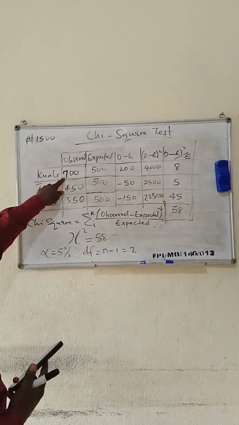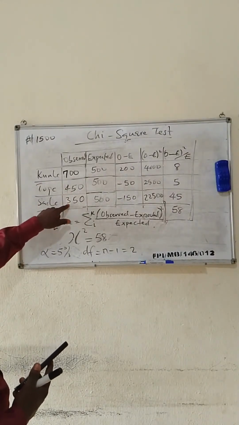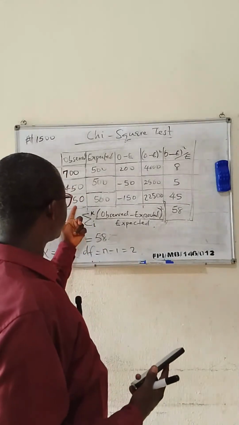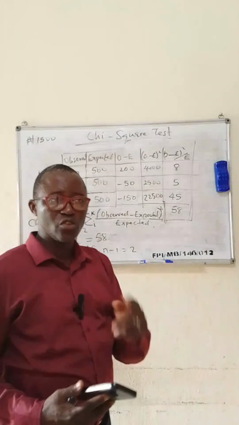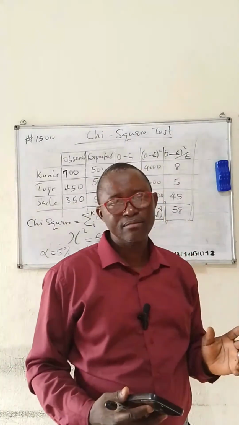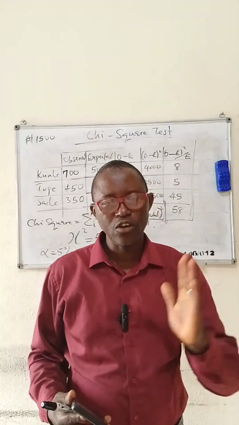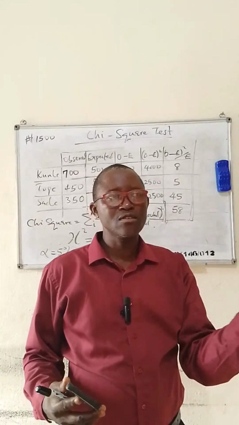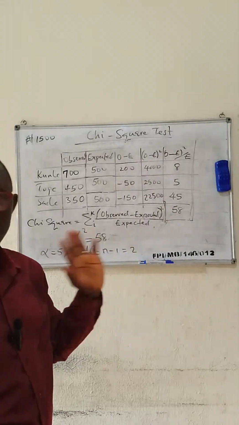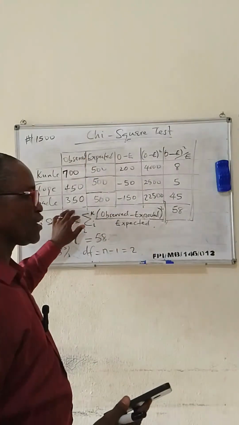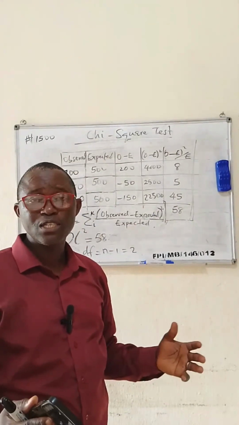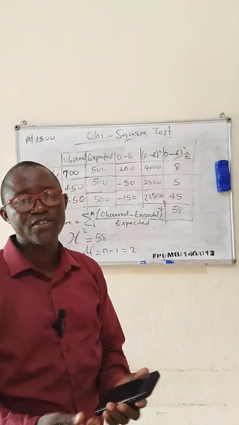Somebody collected 700, somebody collected 450, and the last person 350. Look at the difference. So our aim in this finding is that money was not equally shared. So you will first of all state your hypothesis that H0, there is no significant difference in the money shared. That is H0, no significant difference. Even though there's a difference, the statistics assume that there is no significant difference.